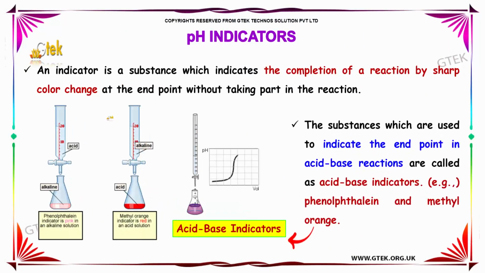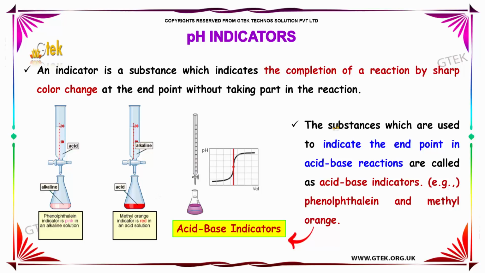Let's move on. An indicator is a substance which indicates the completion of a reaction by sharp color changes at the end point without taking part in the reaction. So phenolphthalein indicator is pink in an alkaline solution. Methyl orange indicator is red in an acid solution.